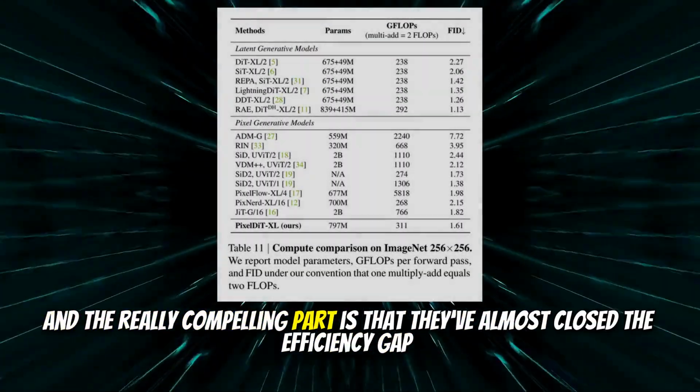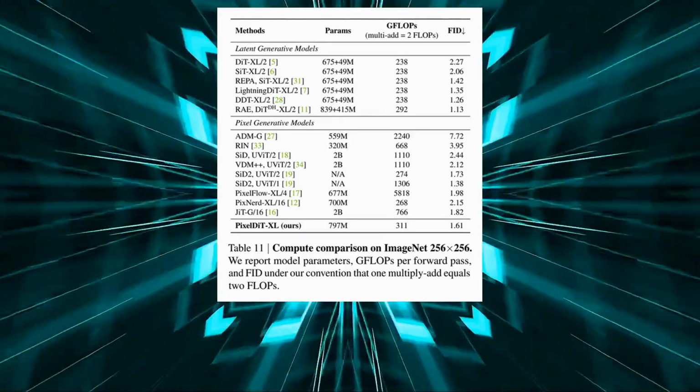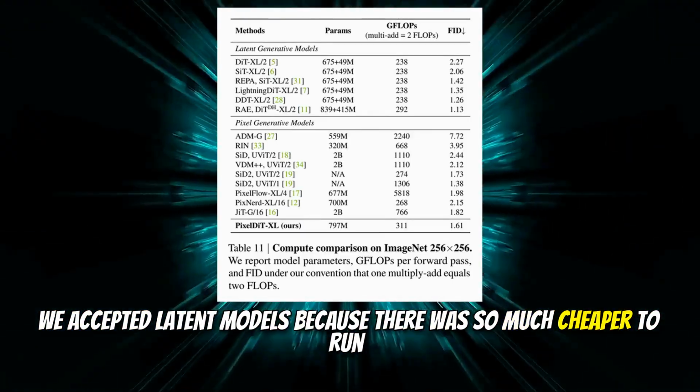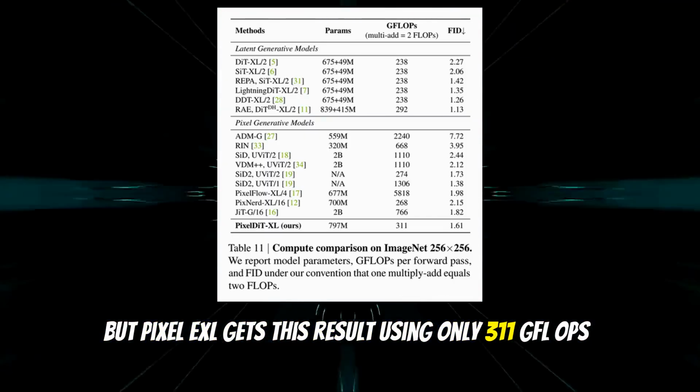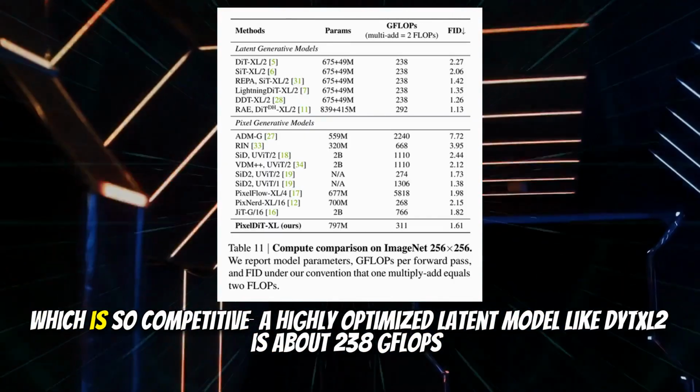And the really compelling part is that they've almost closed the efficiency gap. We accepted latent models because they were so much cheaper to run, but PixelDiT XL gets this result using only 311 GFLOPs. Which is so competitive.